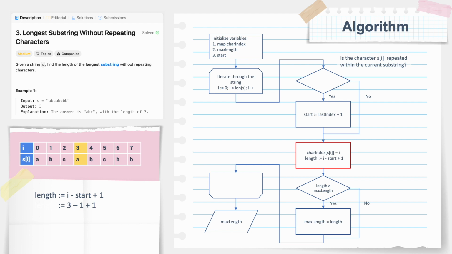Let's proceed with the last step of the iteration. Check if the current substring length is greater than the current max length, and update max length if yes. I think this condition is quite obvious from the description, and there is no point in commenting on it. Actually, this iteration through the string allows us to find the maximum substring without repeating characters. That's all. Let's code it.